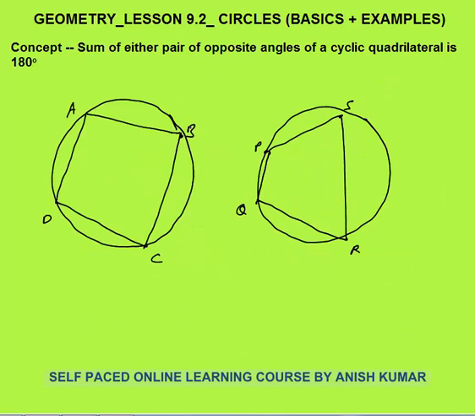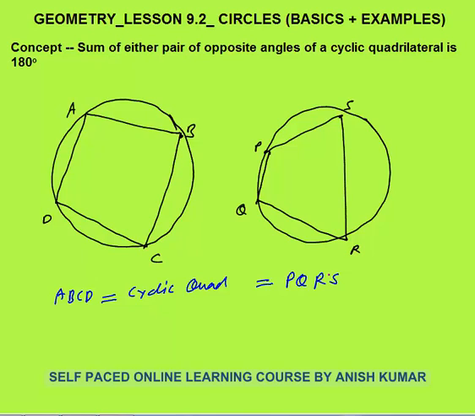Next concept is that the sum of either pair of opposite angles in a cyclic quadrilateral is 180 degrees. Now what is the meaning of a cyclic quadrilateral? It means that all four vertices of the quadrilateral must lie on the circle. You can see that points A, B, C, D are all on the circle. In the same way, PQRS is also a cyclic quadrilateral because all four of its vertices are on the circle. So ABCD is a cyclic quadrilateral, and the same is true of PQRS.